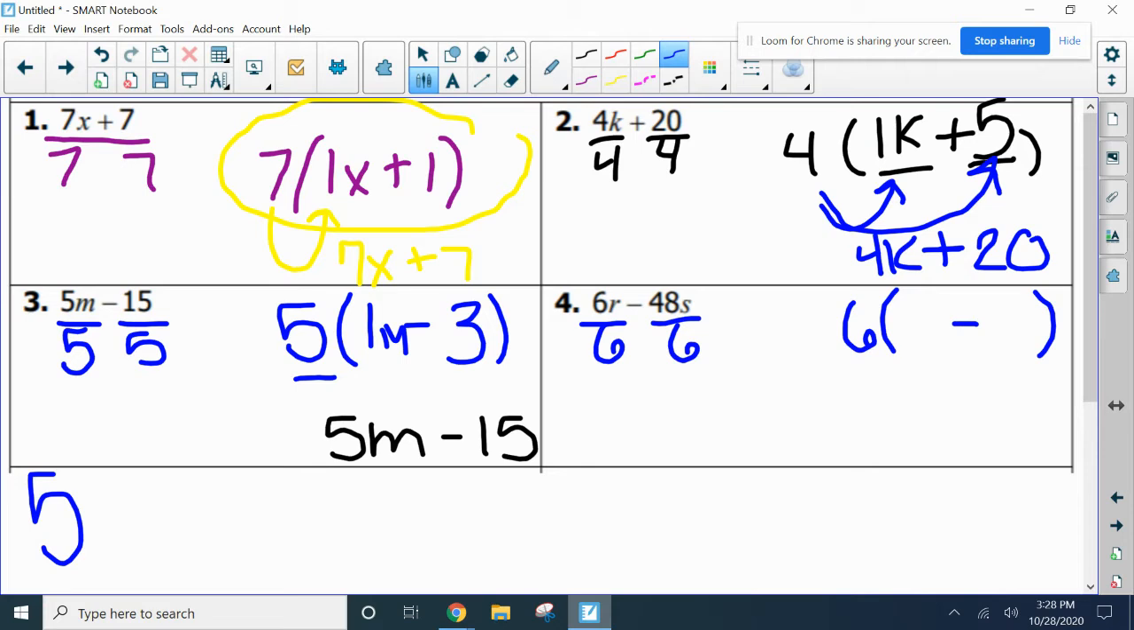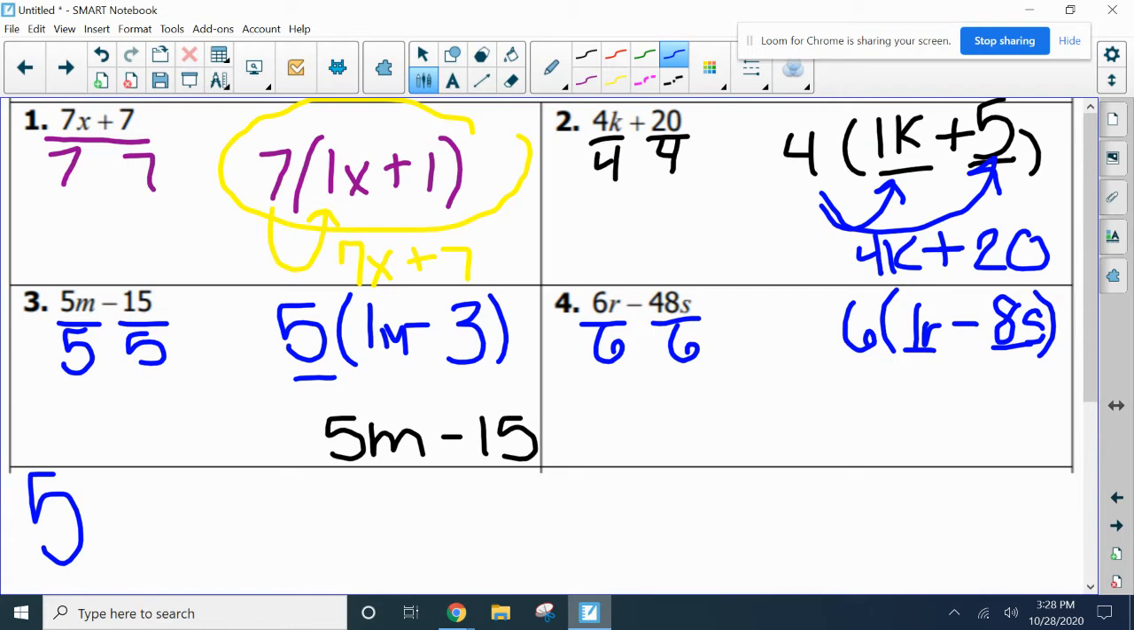We're going to make this term 1 minus term 2 because we're not changing anything about it right now. We're just pulling out a factor of 6. So I know 6R divided by 6 is just 1R. And then I know 48S divided by 6 is going to be 48 divided by 6 is 8.